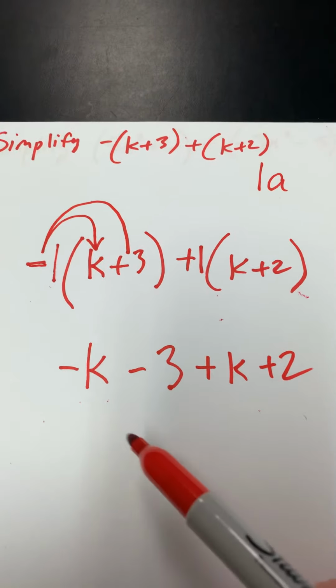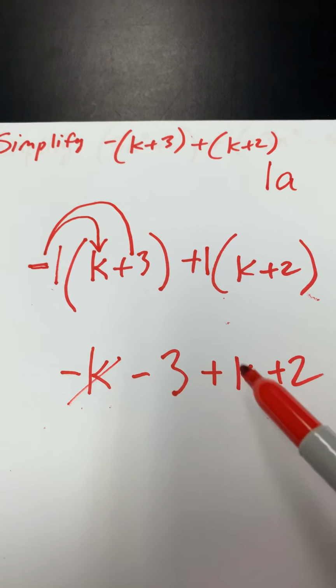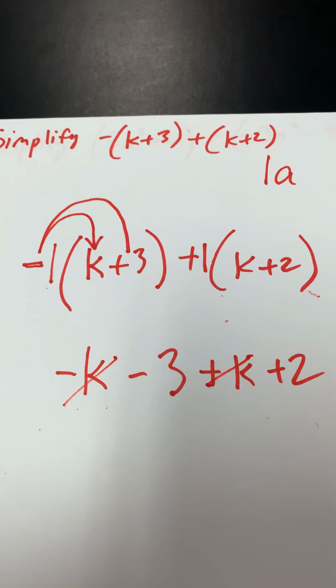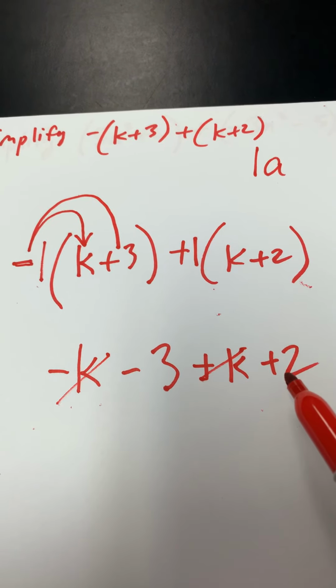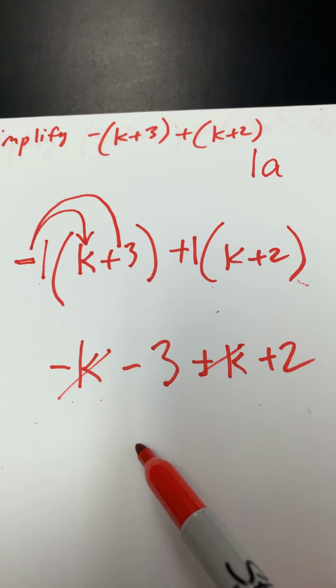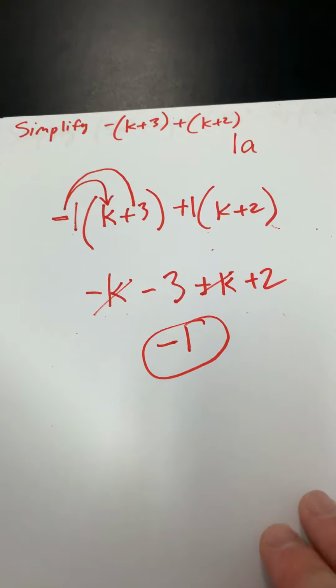So what ends up happening here? We have a negative k and a positive k, so those cancel out. And then we have a negative 3 plus 2, and that leaves us with negative 1, and that's our answer. Okay? All right, next example.